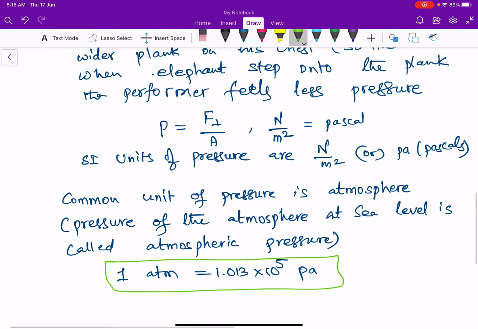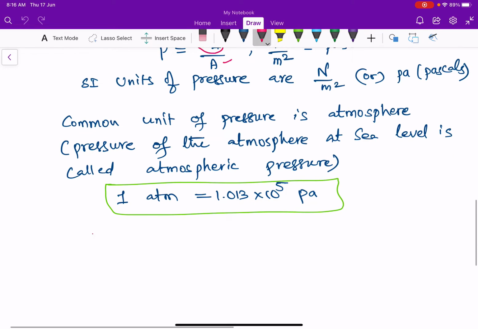See here, we defined that pressure is the perpendicular component of force per unit area. It is just a component of force, not the original force. So here pressure is a scalar quantity. Pressure is a scalar quantity.